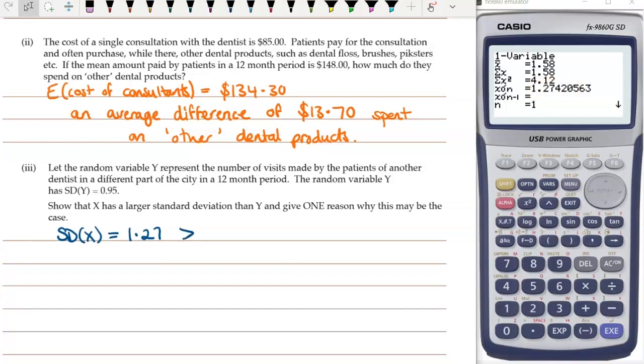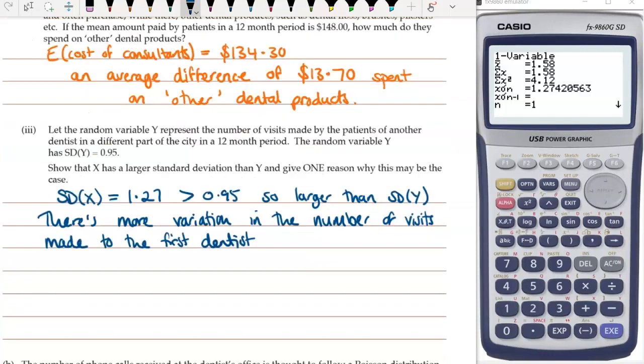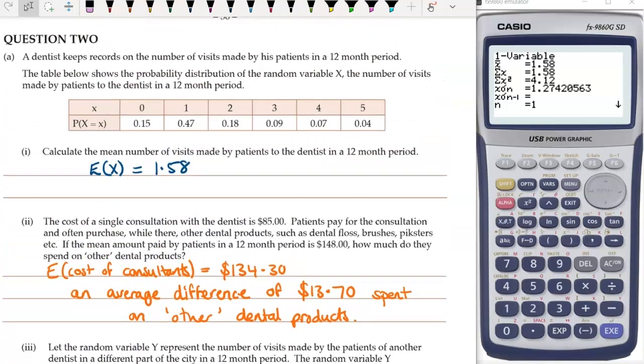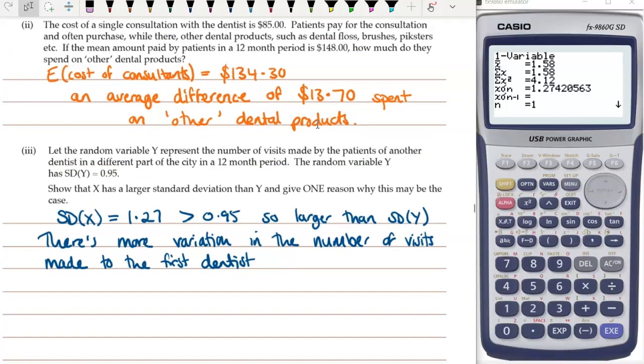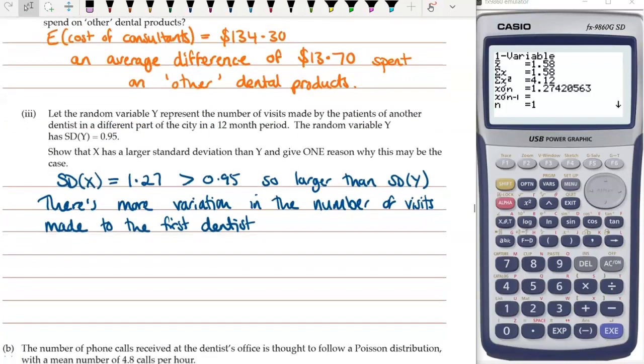Now that is obviously bigger than 0.95, so larger than the standard deviation of y. Now we need to think of a reason why that might be so. So that first dentist has more variation. Now that variation can only really happen at the upper end of this, because you can't go into negative visits to the dentist. So it means that he's got more people that are coming for more visits within a year. Now the dentist is quite expensive for most people, so maybe he is in a wealthier area where people can afford to go more often.